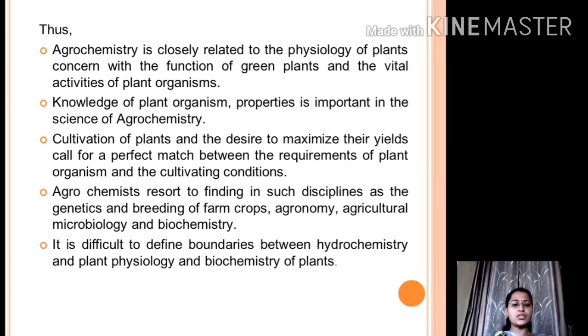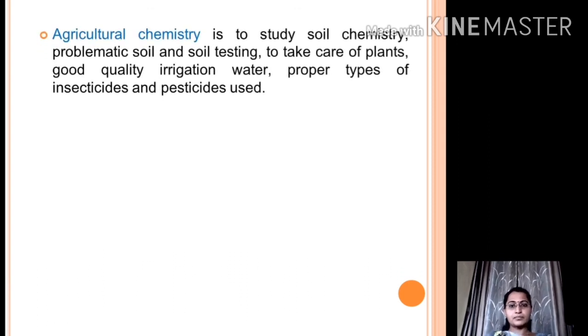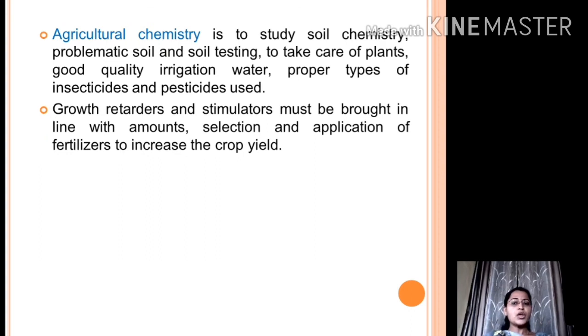It is difficult to define boundaries between agrochemistry and plant physiology and biochemistry of plants. Agricultural chemistry is to study soil chemistry, problematic soil, and soil testing. To take care of plants, good quality irrigation water and proper types of insecticides and pesticides are used. Growth retarders and stimulators must be brought in line with amounts, selection, and application of fertilizers to increase the crop yield.